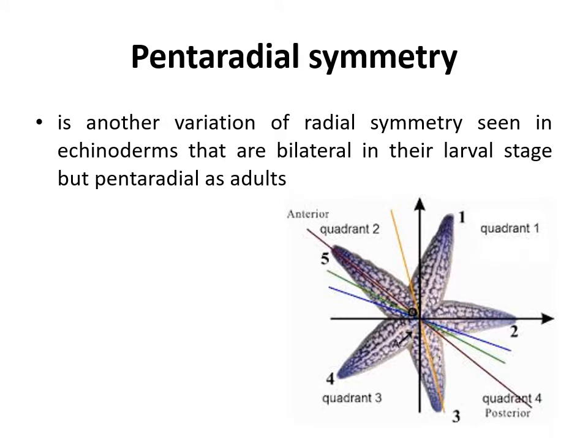Pentaradial symmetry is seen in echinoderms. The adult form of echinoderms is another variation of radial symmetry, and most of the larval forms of these echinoderms exhibit bilateral symmetry, whereas the adults exhibit pentaradial symmetry, where the body can be divided into five equal halves through any plane passing through the oral and aboral surface.